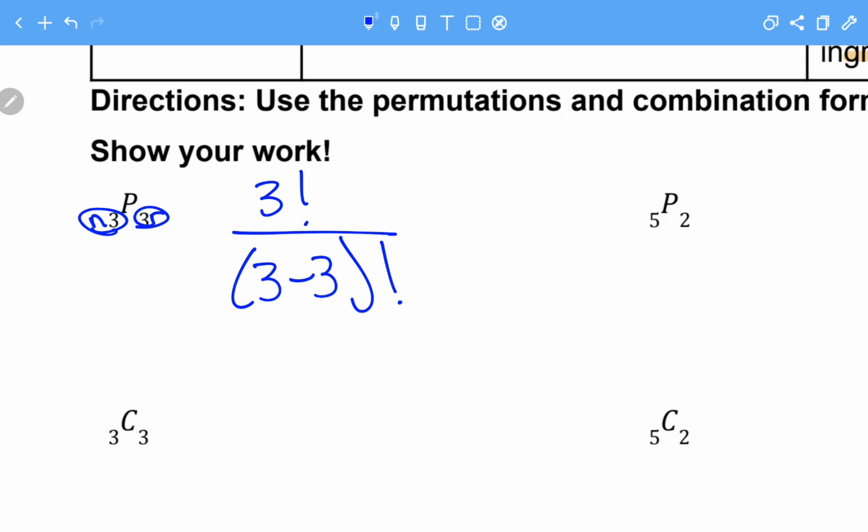Okay, once we have that, we always do our parentheses first. 3 factorial over 3 minus 3 is 0 factorial. Well, 0 factorial is the same thing as 1. Okay. So now we just have to find out what 3 factorial is. Well, that's 3 times 2 times 1, which is going to be 6. 6 over 1 is just 6.